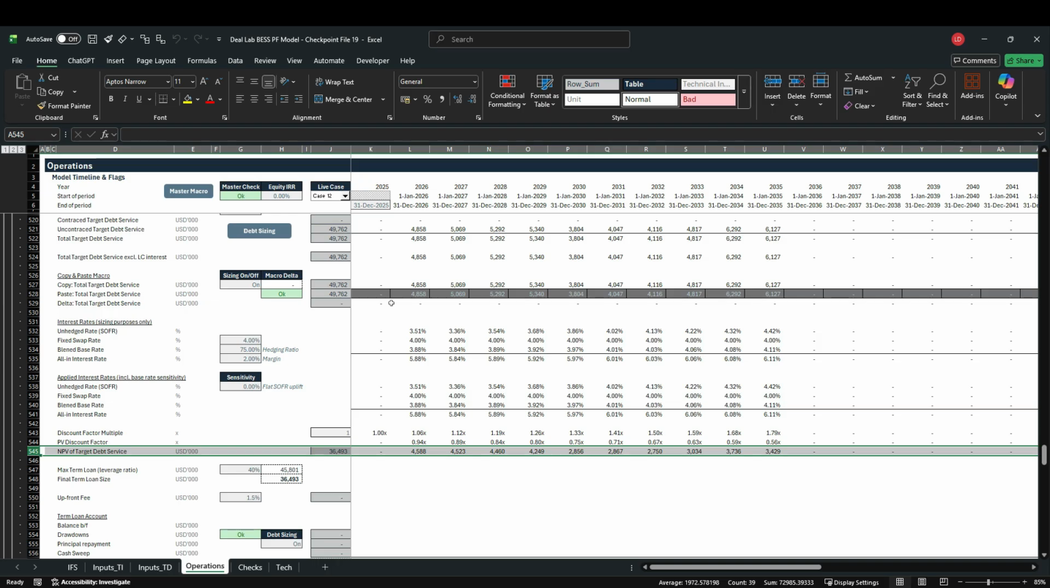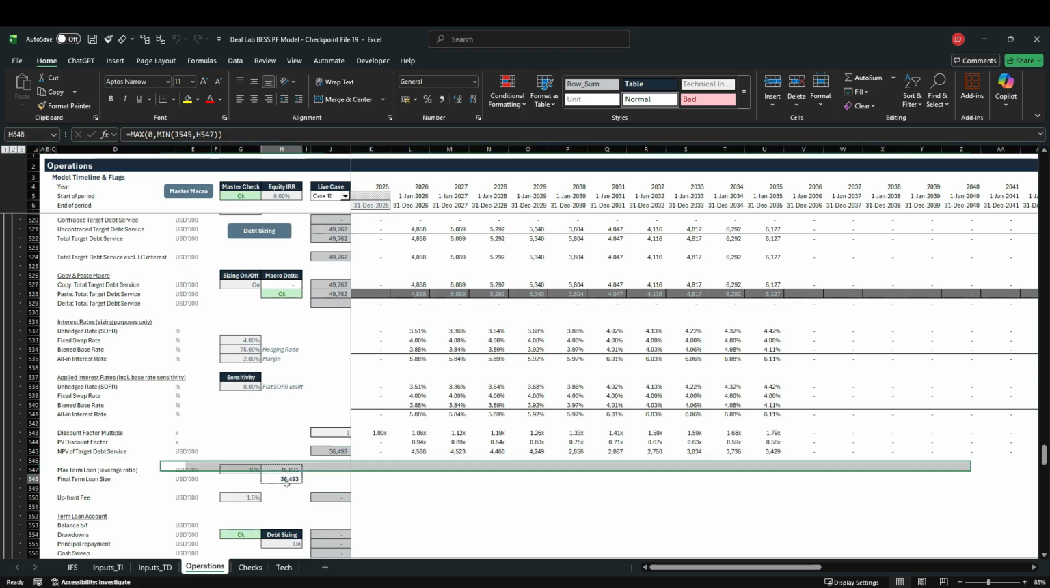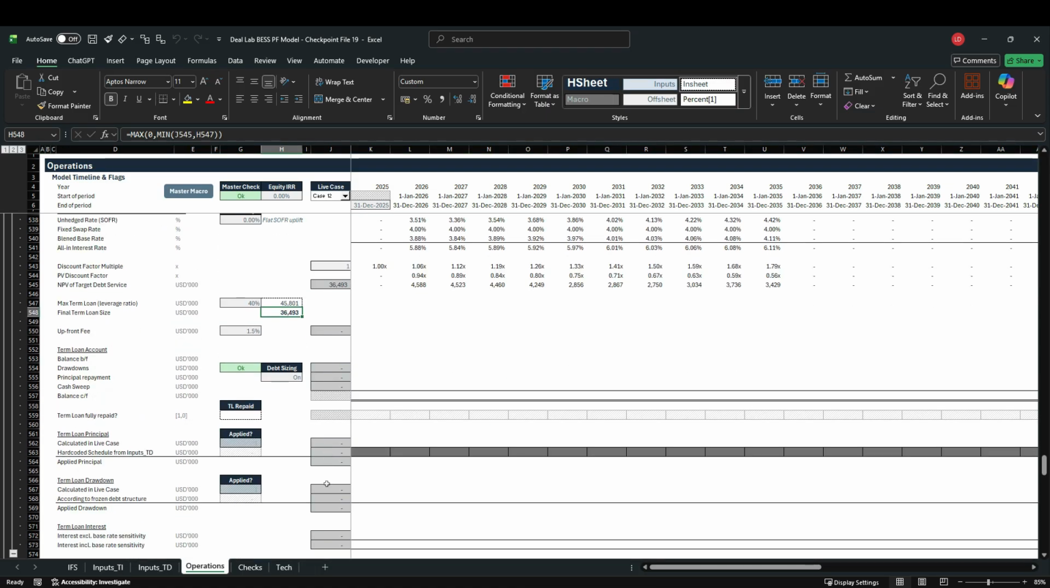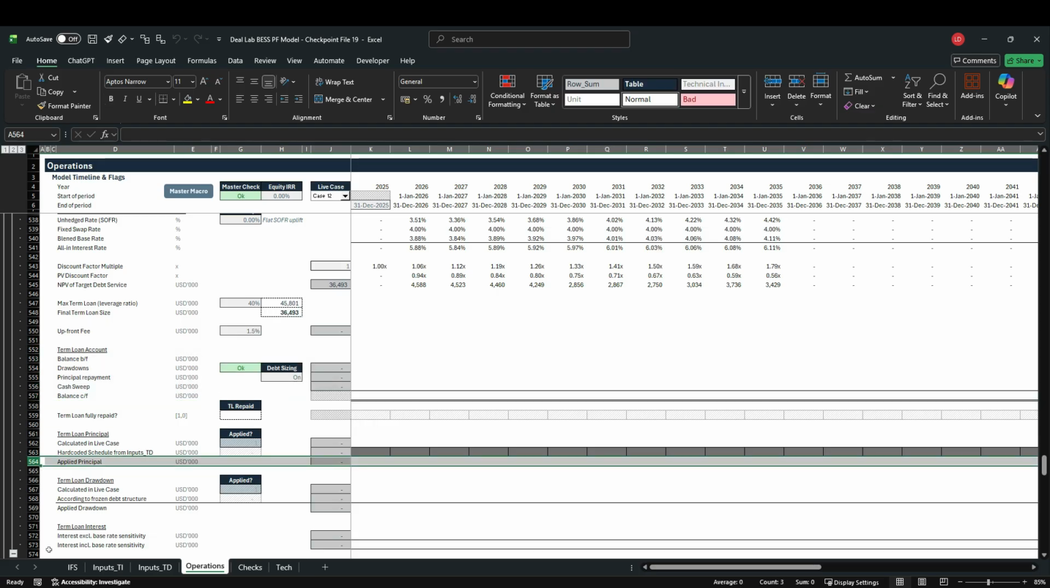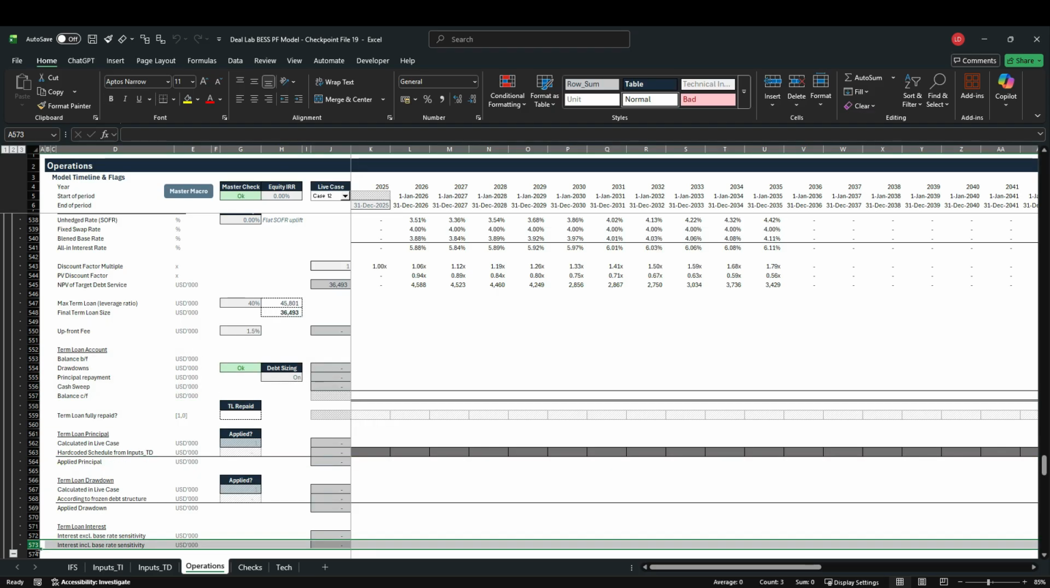Alright guys, that completes the sizing logic. We used interest rates that translate target debt service into a bankable term loan amount. And in the next lesson, we will implement the term loan account, calculate principal repayments per period, and then compute term loan interest based on the outstanding balance.